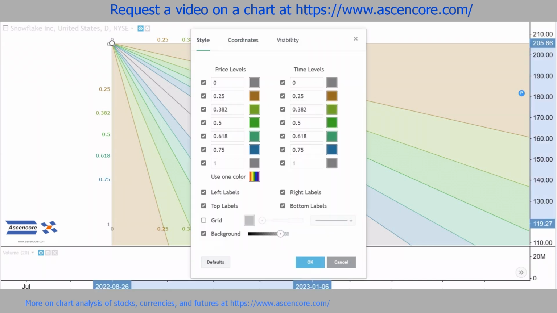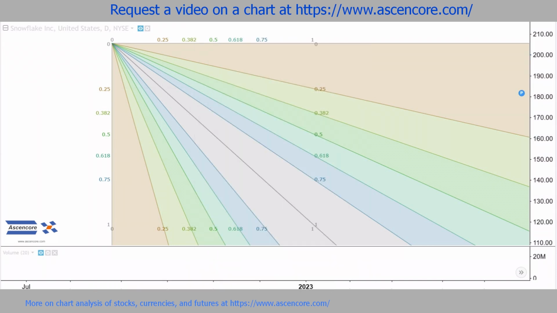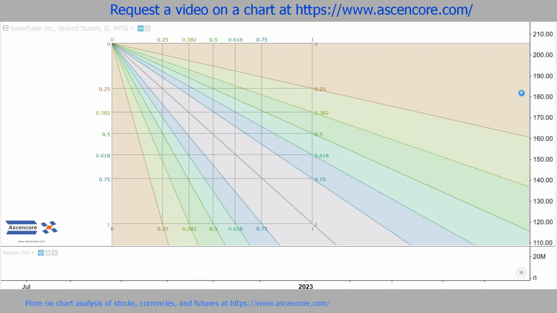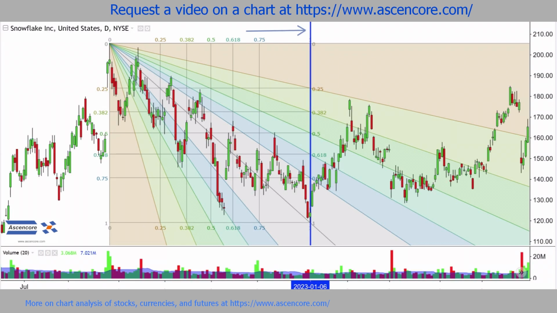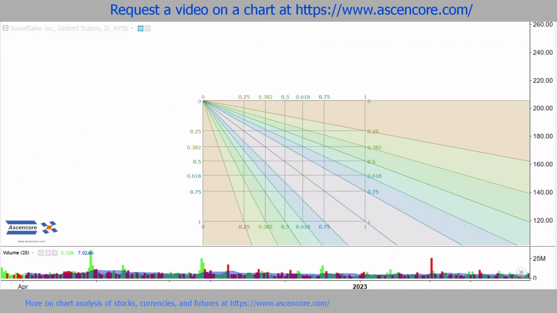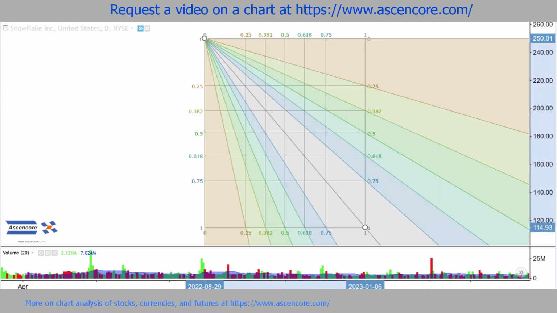These grid lines can be turned off if you prefer, since the main focus is on the fan lines and their projections beyond the boundaries of the grid. In other words, beyond the right edge of the grid. The starting or origin point is on the left side, while the end point is on the right side. Since this is a downtrend, the fan will extend from the top left to the bottom right.